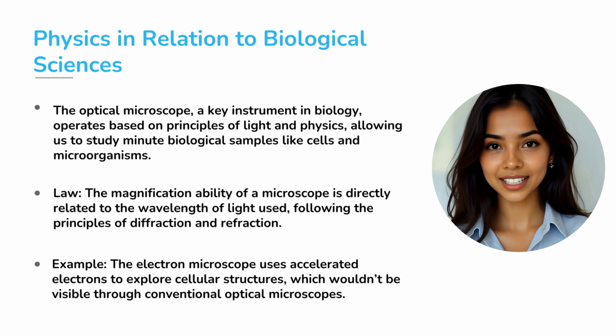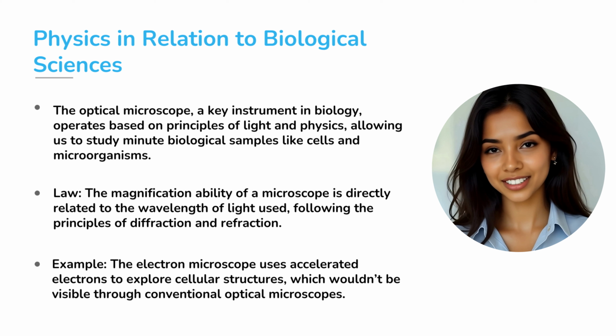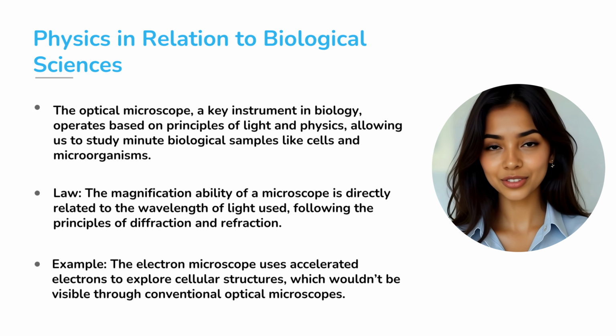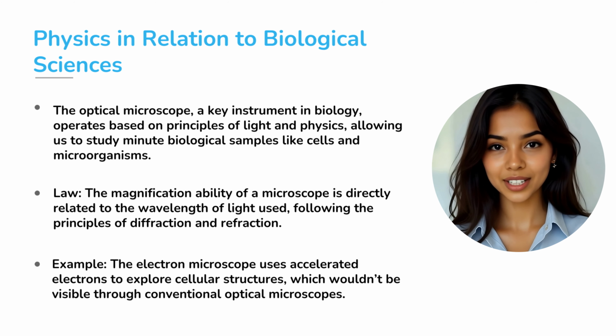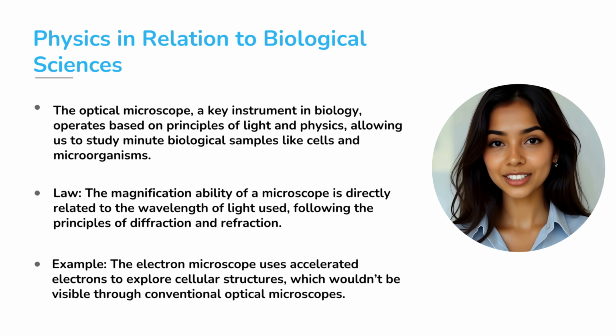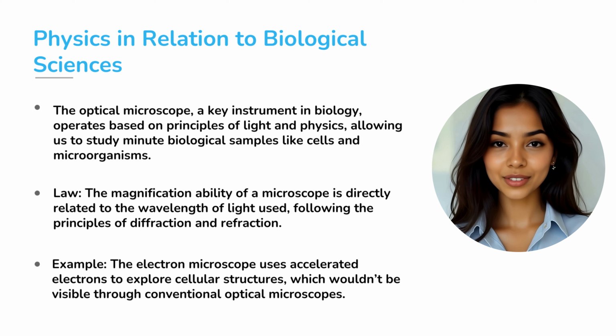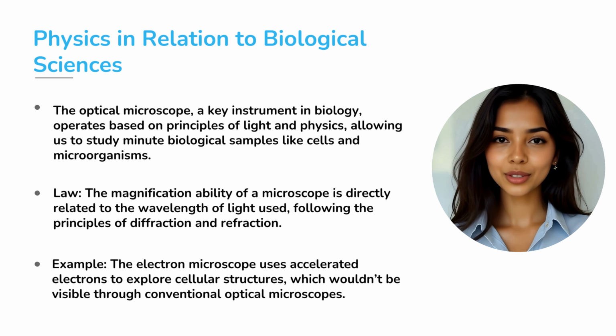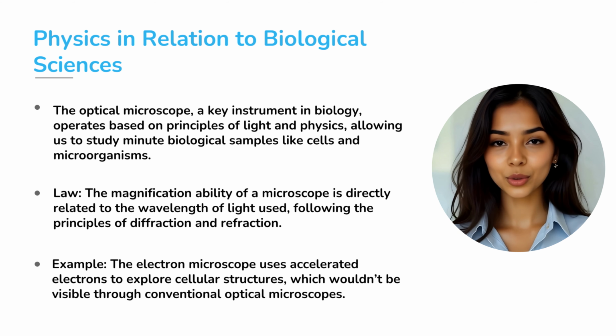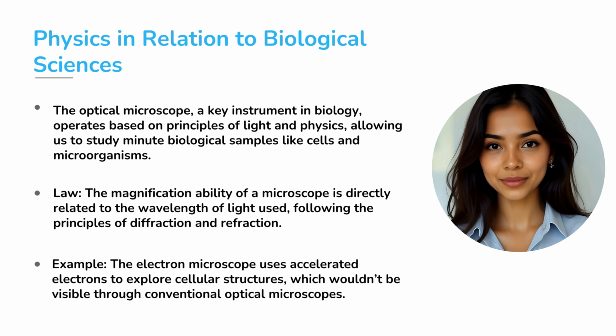In fact, the electron microscope takes it a step further by using electrons instead of light, allowing us to see objects at a much smaller scale. Imagine studying a cell's nucleus or even a virus, something beyond the reach of regular light microscopes. That's where physics plays a major role.